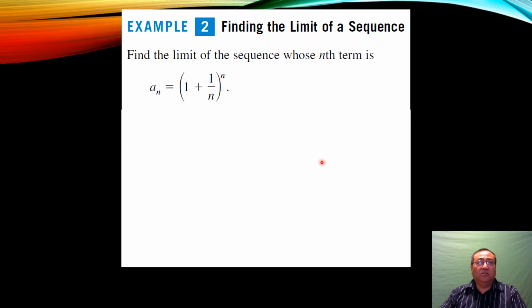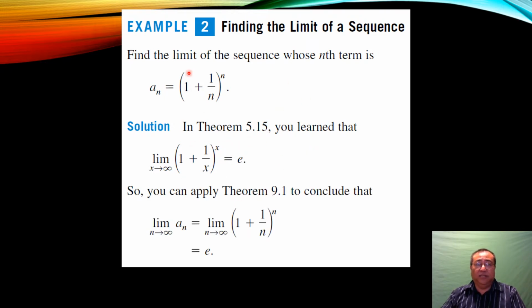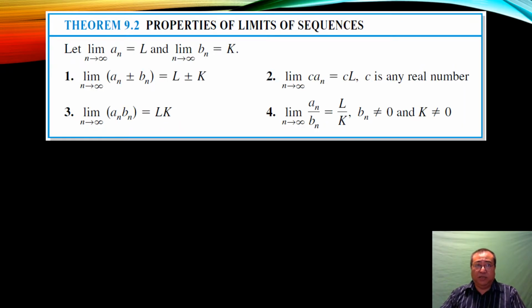All right, so this is another example. All we're going to do is take the limit as x approaches infinity. This was covered in chapter 5. And the limit of that function is e. And if the limit of that function is e, then the limit of the sequence is e. That's all that is.